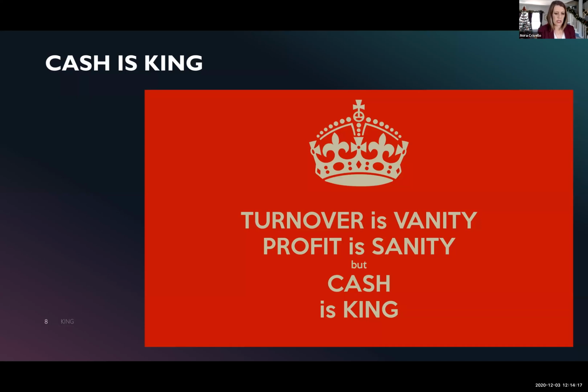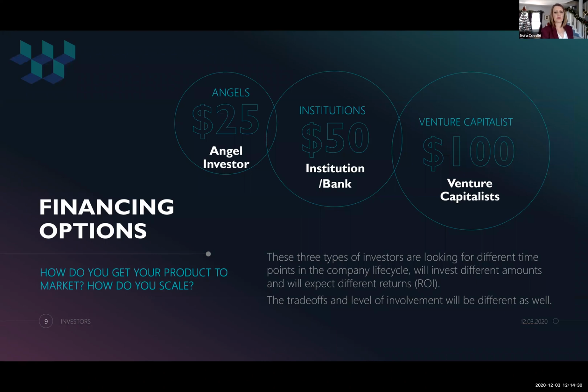It is important to understand that you can run a profit as a company, but not generate cash and not have cash. And those are important concepts to understand. Now, speaking of cash, if you're going to start your own business, you're going to need cash to start that up.